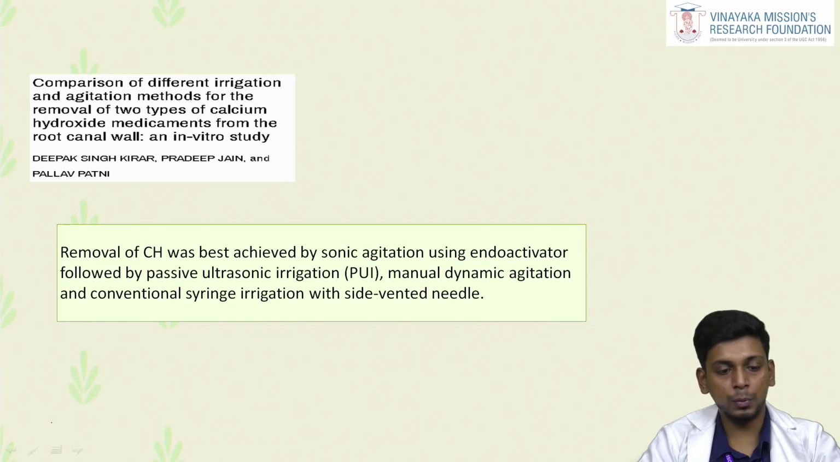This is an article comparing the different irrigation and agitation methods for removal of 2 types of calcium hydroxide medication. This was given by Deepak et al. They concluded that the removal of calcium hydroxide was best achieved by sonic agitation using EndoActivator, followed by passive ultrasonic irrigation, manual dynamic agitation and conventional syringe irrigation with side-vented needle.